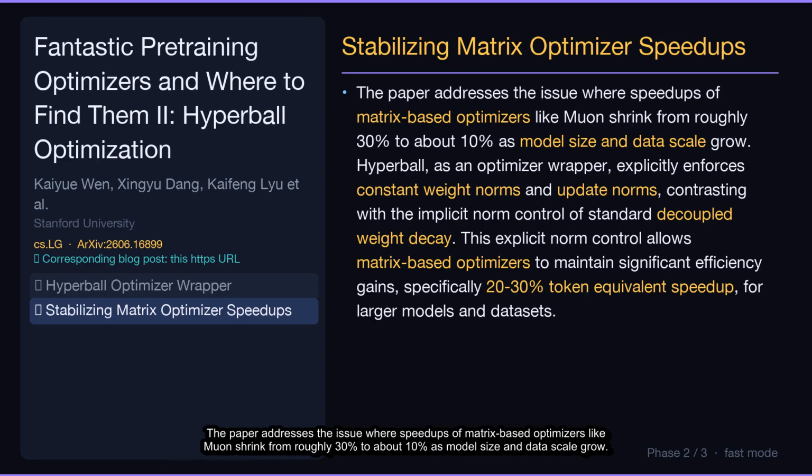The paper addresses the issue where speedups of matrix-based optimizers like Muon shrink from roughly 30% to about 10% as model size and data scale grow. Hyperball, as an optimizer wrapper, explicitly enforces constant weight norms and update norms, contrasting with the implicit norm control of standard decoupled weight decay. This explicit norm control allows matrix-based optimizers to maintain significant efficiency gains, specifically 20 to 30% token equivalent speedup for larger models and datasets.